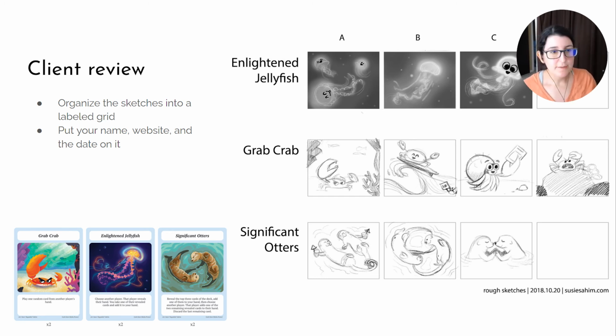For the card game that I talked about earlier, I gave 3 to 4 options for each card. So you can see for the crab card, I gave 4 sketches. So these are a little bit clearer than a thumbnail might look. You can clearly see what the character is, what the elements are in the composition. I gave 3 options for the otters, and I gave 3 options for the jellyfish.